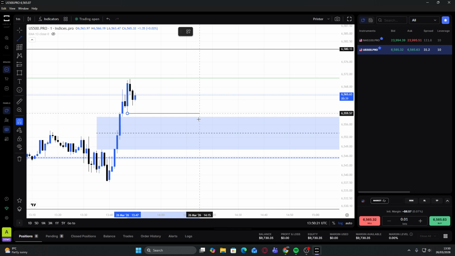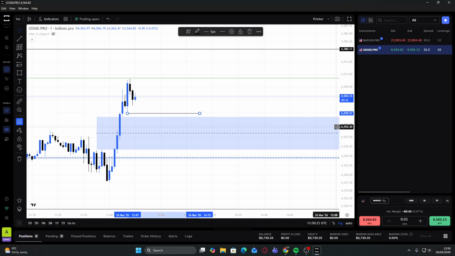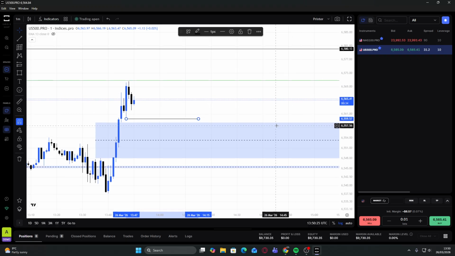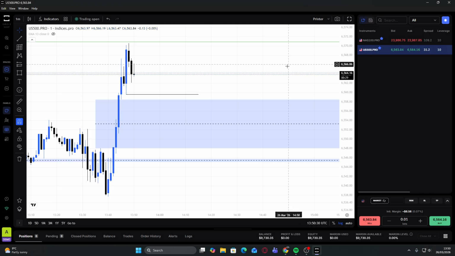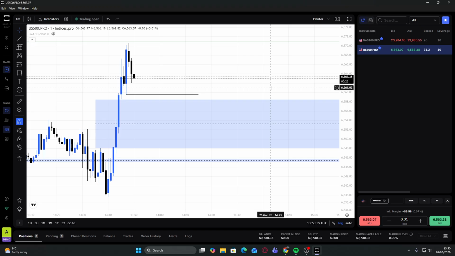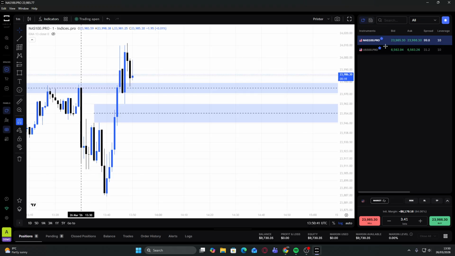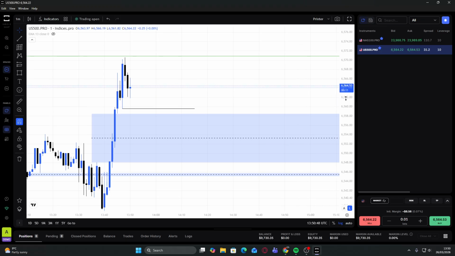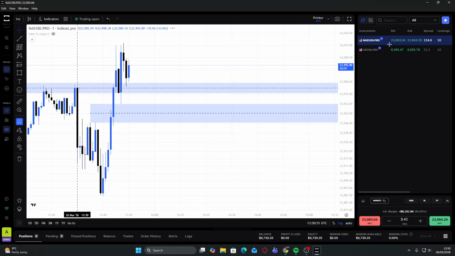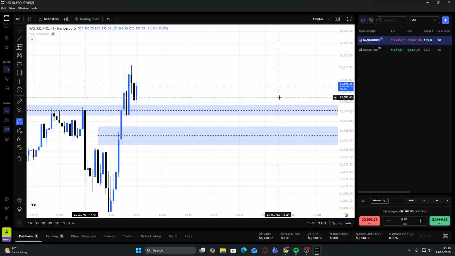There is 1 minute internal liquidity there as well. Might want to go and sweep that. Might get a stop hunt there. It's what people call a stop hunt, but I just think we're just sweeping. It is the micro time frame.